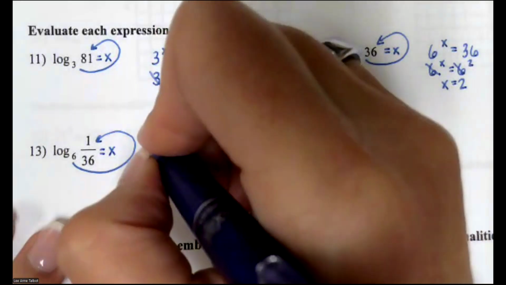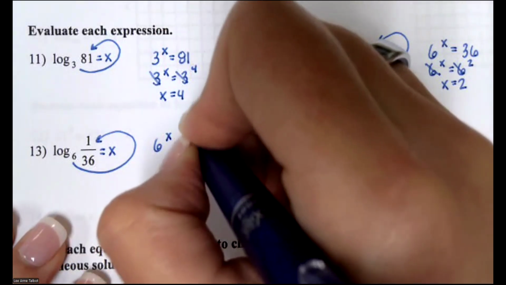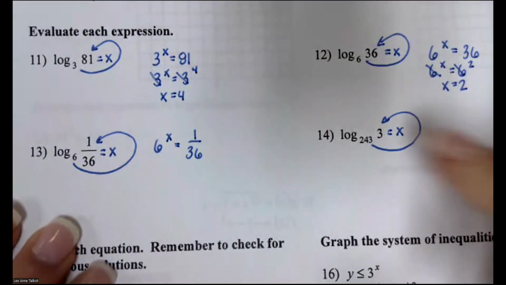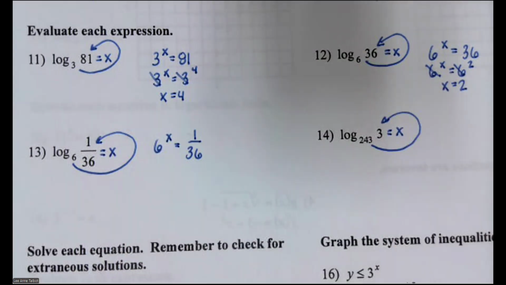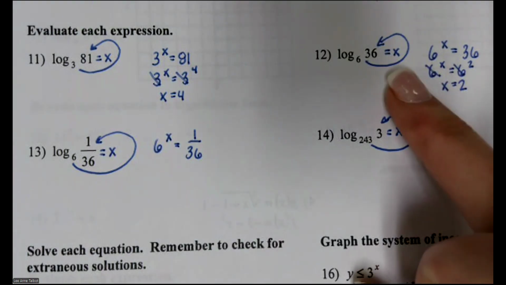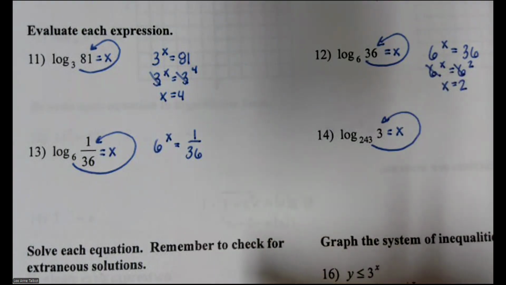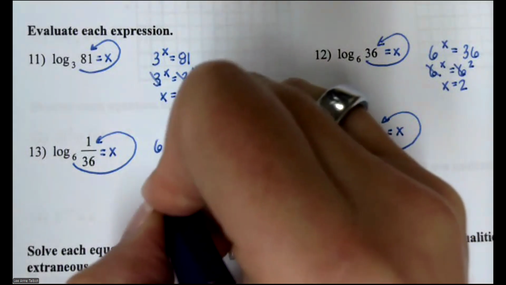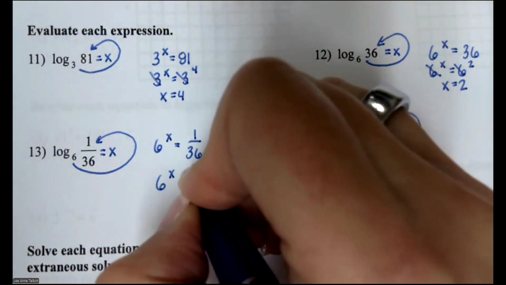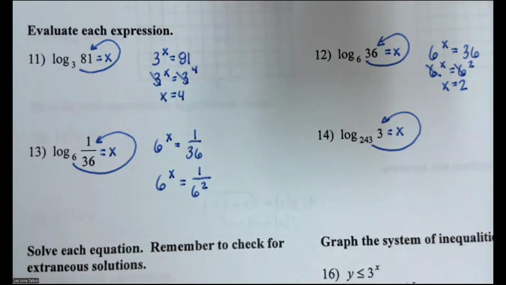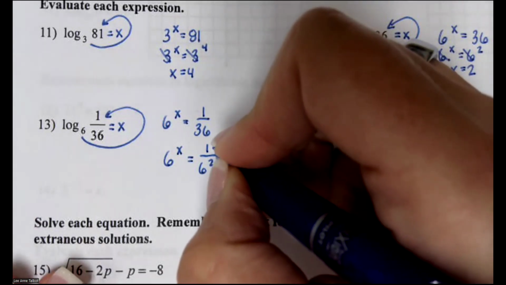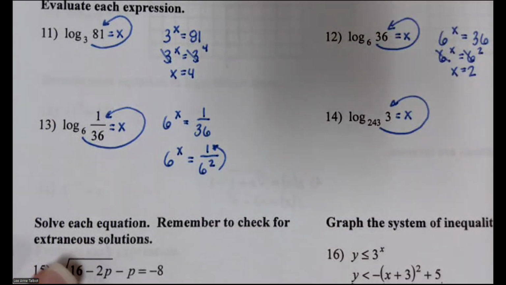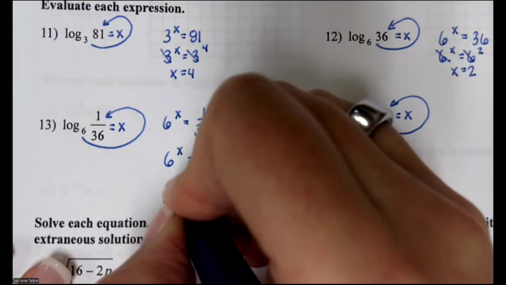Okay. 6 to the x equals 1 over 36. And I made these review notes on purpose so you could see the difference between these two problems. One of them just being 36 and one of them being 1 over 36. And again, I'm going to do it in 2 steps because I think it helps your brain. I'm going to change the 36 to be 1 over 6 squared, and then move it upstairs.